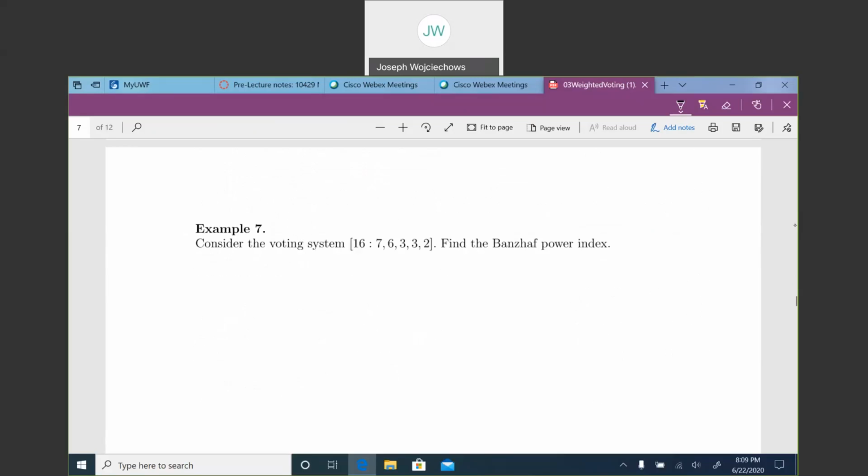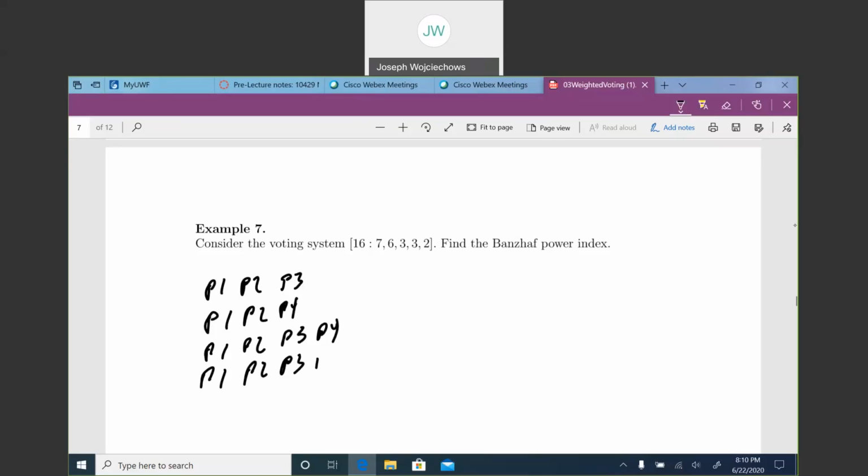Okay, another voting system. Find the power index. So let's see. You can have player 1, player 2, and player 3. That gives us 16. You have player 1, player 2, player 4. That will give us 16 as well. Likewise, we could have player 1, player 2, player 3, player 4. And player 1, player 2, player 3, player 5.